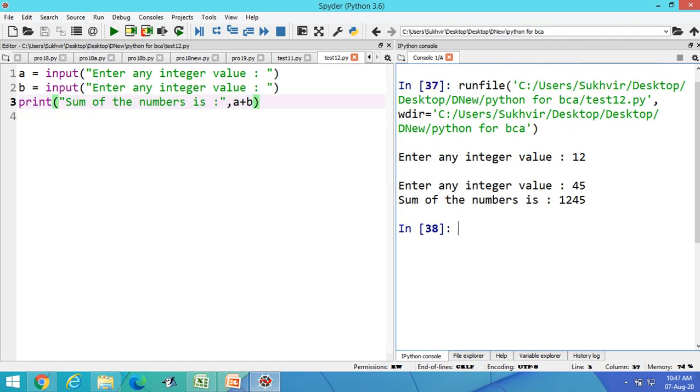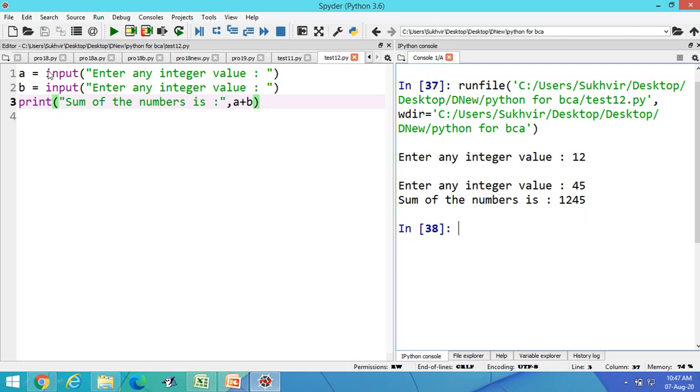Let us elaborate more about this. Suppose I am writing the first value as 12 and second value as 45. Then I am calculating the sum of the numbers. It's not equal to 57. The number should be equal to 57 if the numbers are integer. But here the numbers are not in the form of integer. The numbers are in the form of string. That's why the answer is 1245.